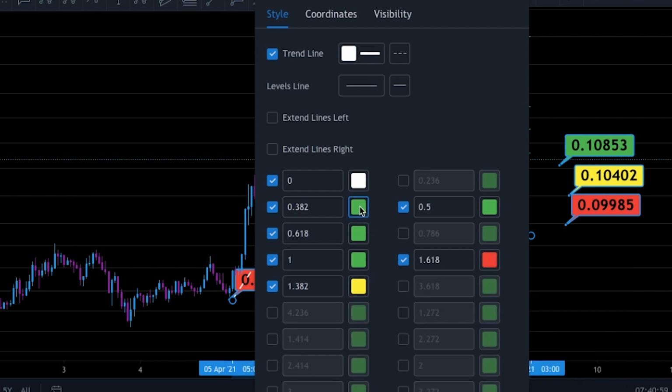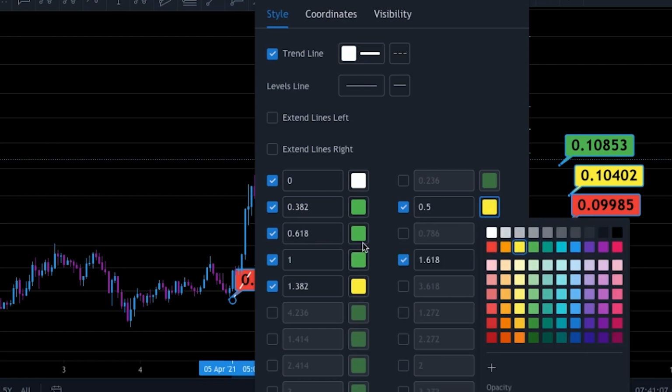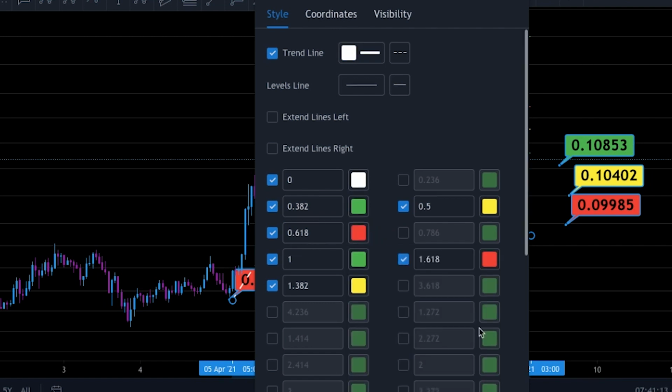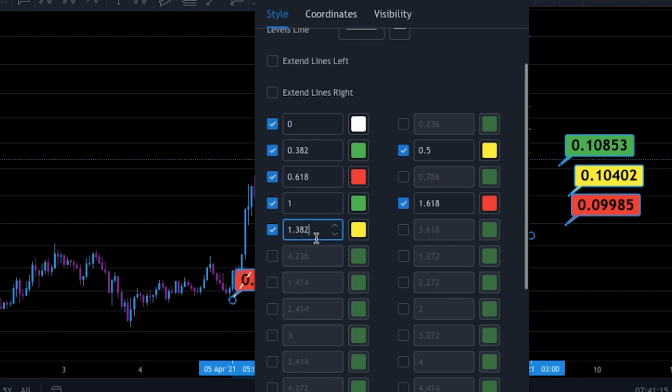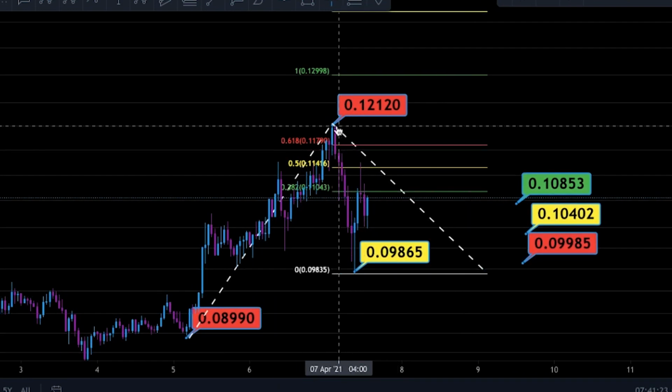Over here, we have the 0.382, which is green. We have the 0.5, which is yellow. And we have the 0.618, which is red. Now, again, everything else is turned off. You might need to manually type in one of these. And we hit OK. So you can see there is our trend right here.